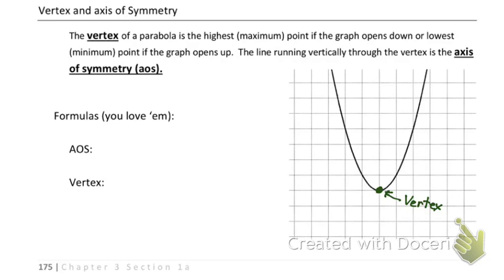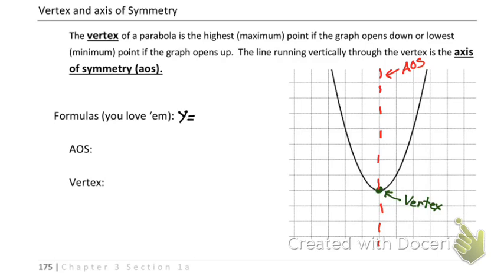If it's opening down, it'd be that top point. The line running vertically through the vertex is called our axis of symmetry, or AOS. So that dashed line that runs through it is our axis of symmetry, which we put as our AOS. We know both of these things based upon the equation ax squared plus bx plus c. We actually know both your axis of symmetry and your vertex from that equation. So let's go to this formulas part.